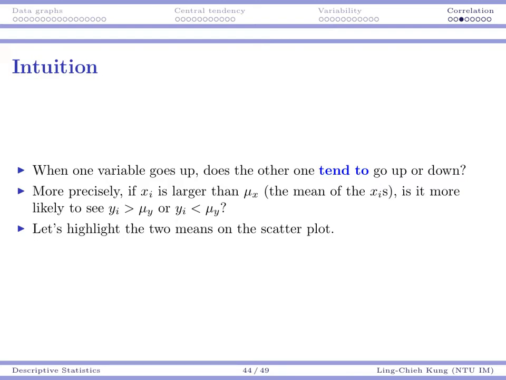If I have a large x, meaning larger than the mean, and it usually corresponds to a large y, which is greater than the mean of y, then we think there is a positive correlation. When one variable goes up, the other one tends to go up. Or when our x is large but our y is small, then we tend to have a negative correlation.